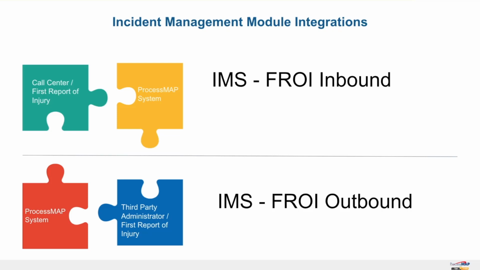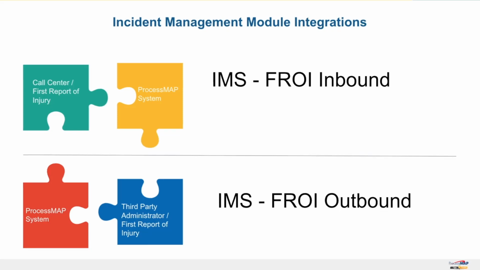Once your safety team is done entering the data from the first report of injury, Process Map can send these records to your third-party administrators, allowing your team to focus on the investigation instead of having to manually enter data into our systems. Just like the IMS FROID inbound, the information can be sent daily or real time. A detailed data log allows our users to see what information has been transferred along with an acknowledgement stamp from the third-party administrator.